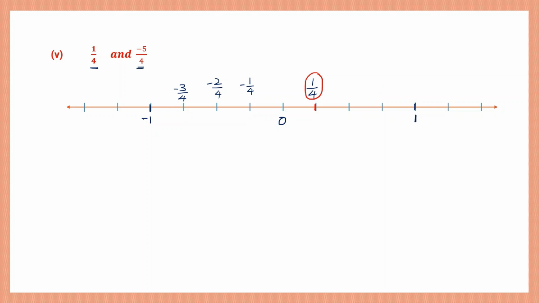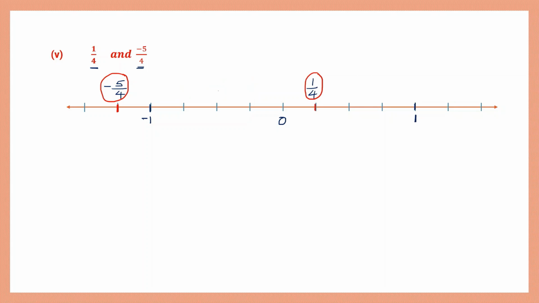Now, on the other side, we have minus 5 by 4. Now, where is minus 5 by 4? We have minus 1, minus 2, minus 3. This will be minus 4, and this will be minus 5 by 4. So, let's write it there. So, this is minus 5 by 4. So, this is what we need because this is asked in the question. So, let's mark it minus 5 by 4. And this. Let's remove all the other rational numbers.